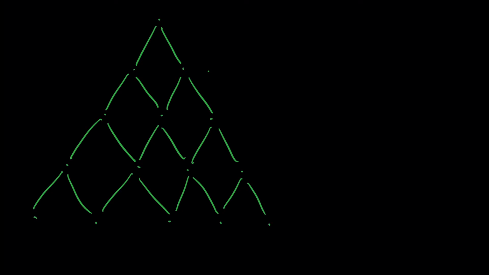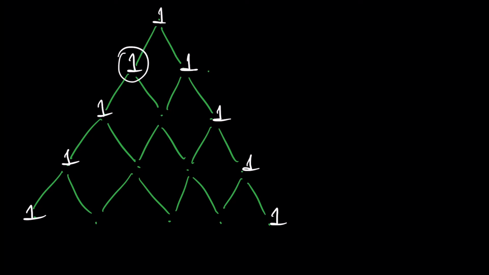Once again, we write number 1 at the corner of our triangle. And here we write the sum of these two numbers. 1 plus 1 is 2. Here 1 plus 2 is 3. 2 plus 1 is 3. 1 plus 3 is 4. 3 plus 3 is 6. 3 plus 1 is 4. So we created Khayyam Pascal Triangle.